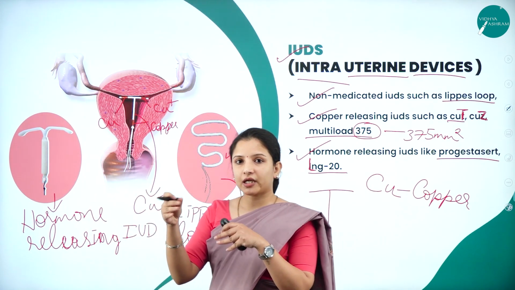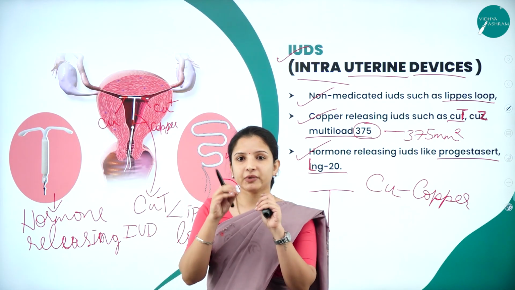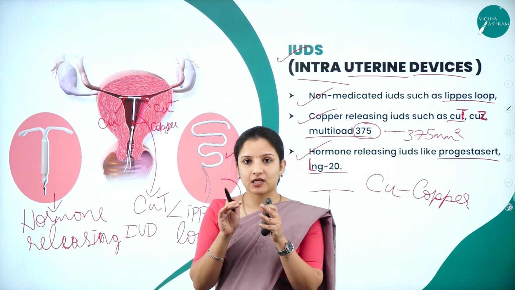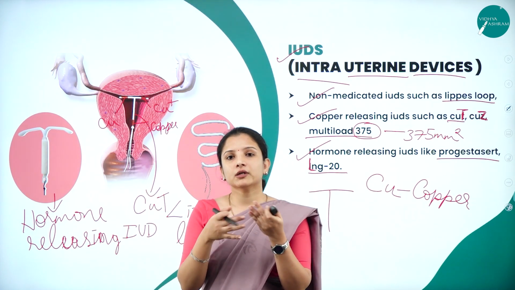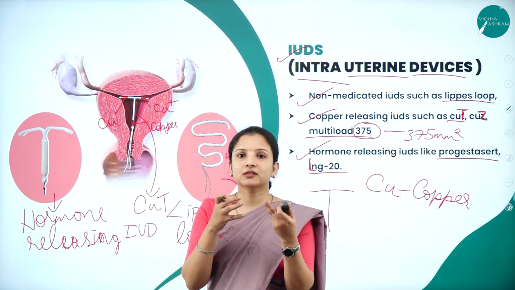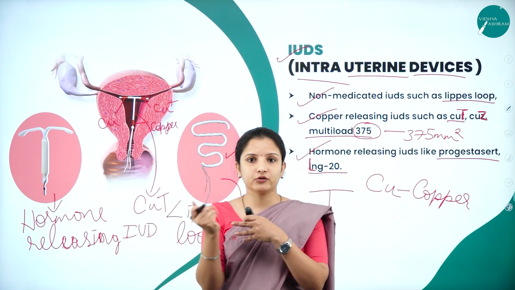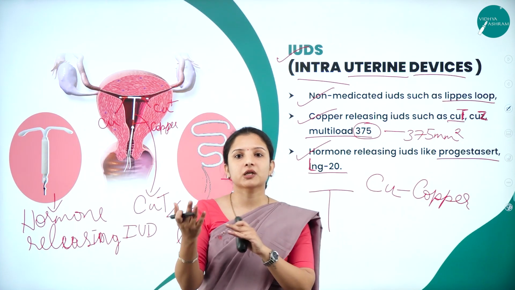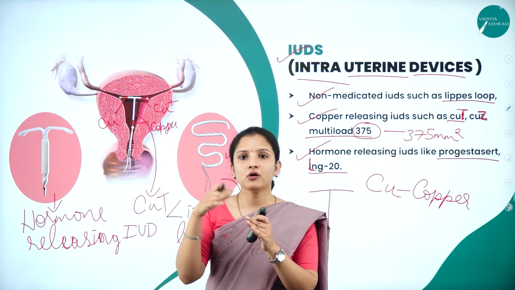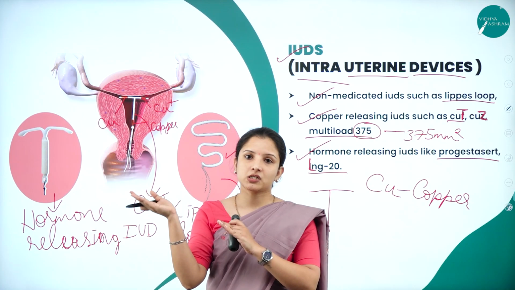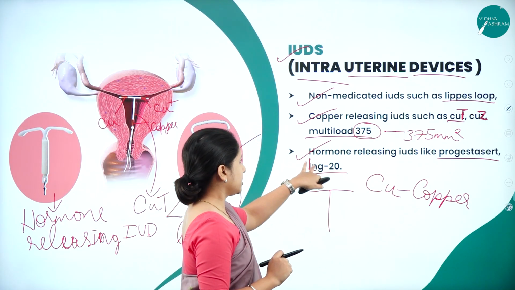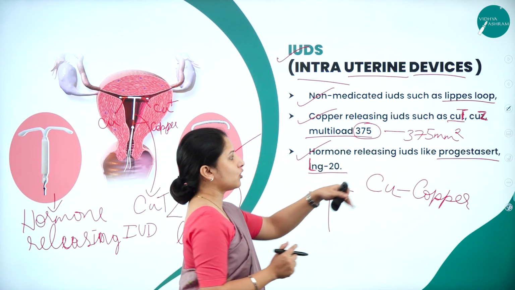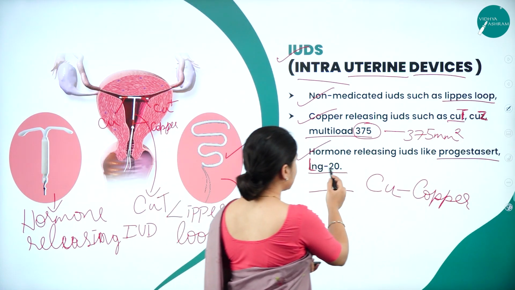Up to a certain month, it will be releasing the hormone, which prevents the implantation of the ovum. Even if the egg gets fertilized, it will not be able to implant in the uterus, and it will also prevent the sperm from moving through the fallopian tube and reaching the egg. There are two types of hormone releasing IUDs, called Progestasert and LNG-20.